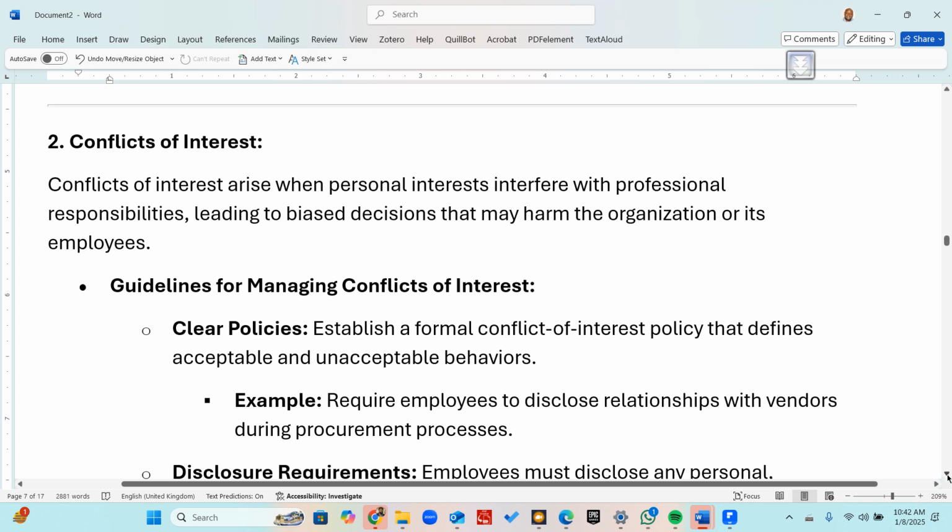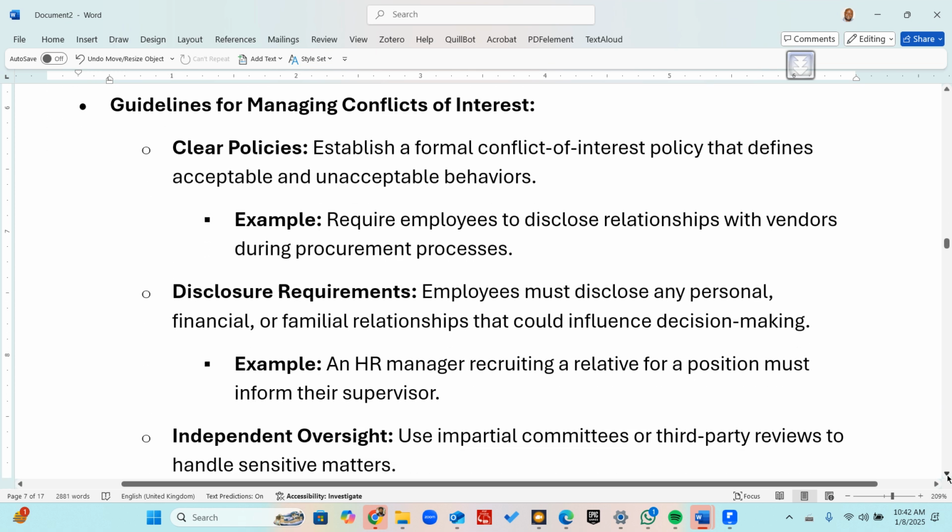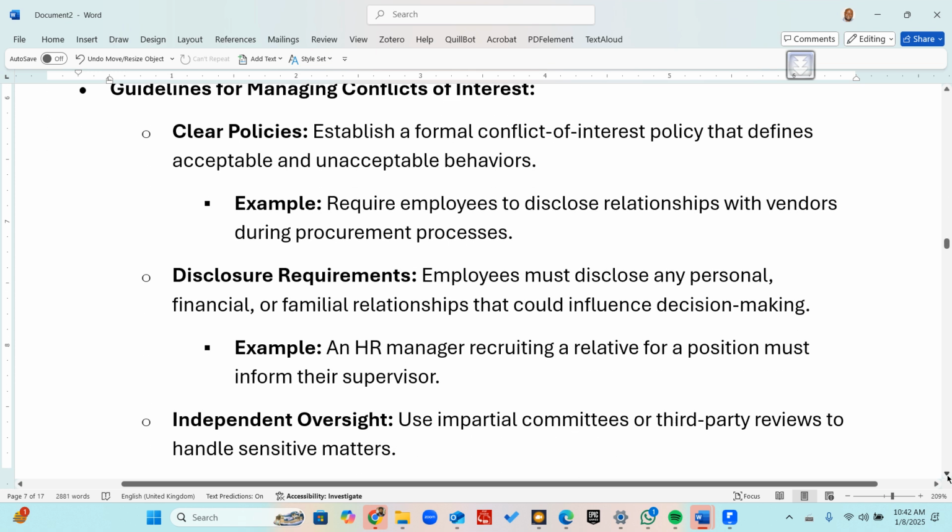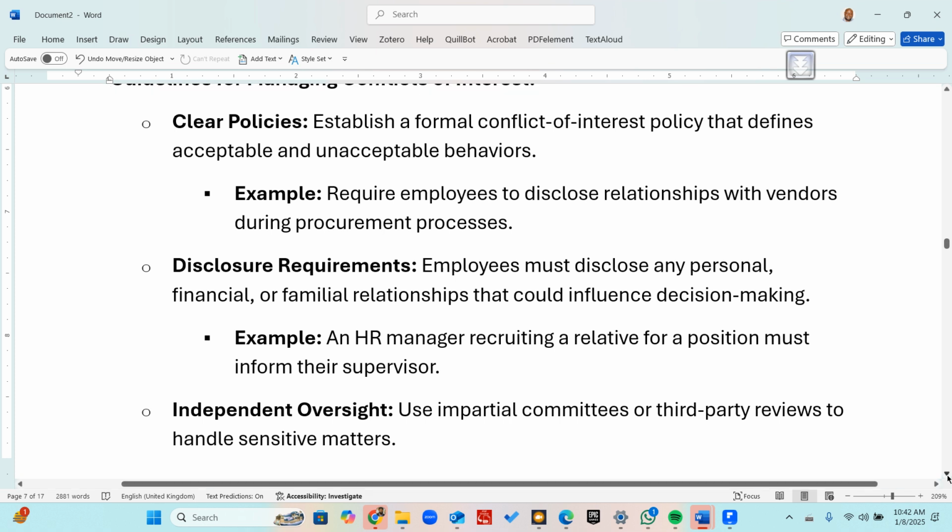For example, a supplier coming to sell and it's a brother of the HR or the brother of the finance manager, that's a conflict of interest. So if they declare this, they will know that there's a conflict of interest and they know how to manage it or how not to give the contract at all.